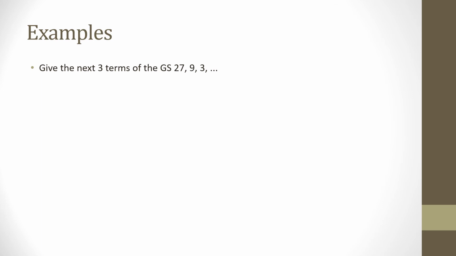Give the next three terms of the GS: 27, 9, and 3, and so on. So, first is find the common ratio. The common ratio will be a sub 2 divided by a sub 1, a sub 3 divided by a sub 2. Ganun lang. So, r is equal to 9 over 27, which is 1/3. So, give the next three terms. Three terms yung hinahanap natin. So, this is the first term, second term, third term. Meaning, we are looking for the fourth, fifth, and sixth term.